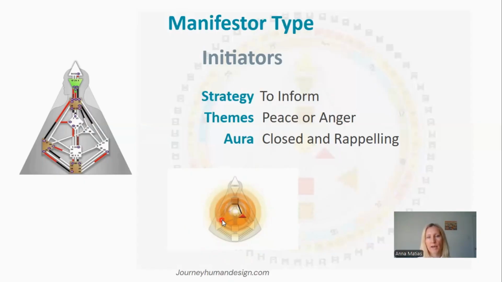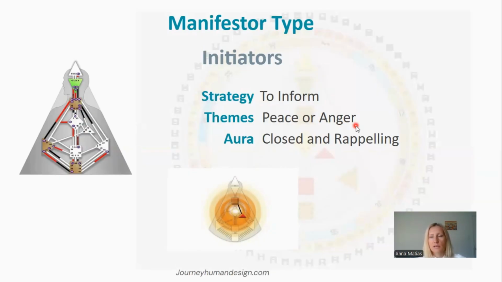So on one hand, it protects manifestors from influence, but it's hard for others to understand what the manifestor is about to do. That creates suspicion, that creates misunderstanding, and others can even be afraid of the manifestor. A lot of manifestors grow up being controlled and misunderstood, which leads to anger.